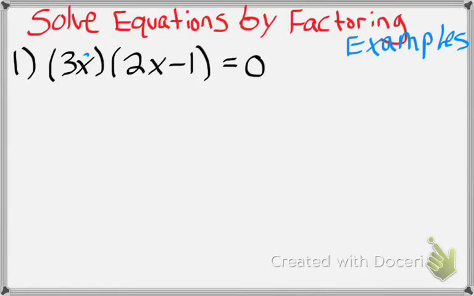Well, if you imagine that x was 0, 3 times 0 is 0, so 0 is going to be one of your solutions. x equals 0 is one of them, because x equals 0 would make that first one equal 0.